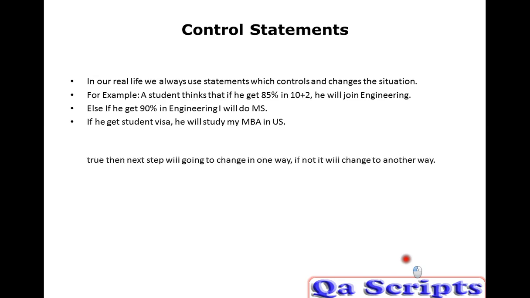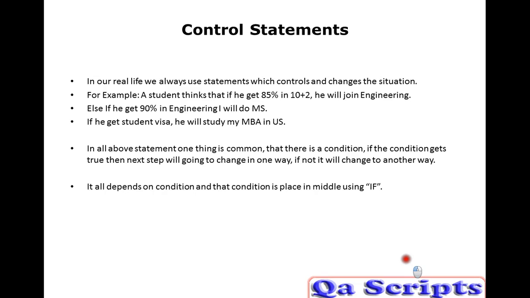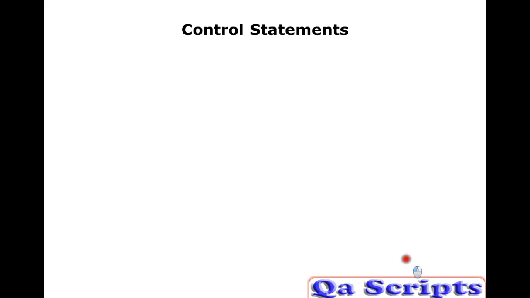Here the common thing in all of the examples I have given is the condition. If the condition is true, one kind of decision is going to be taken. If the condition is not true, then another kind of decision is going to be taken. So based upon the control statement, the situation or the decisions are going to change. The same way, we have control statements in Java. Based upon true or false, the flow of your program is going to be decided.